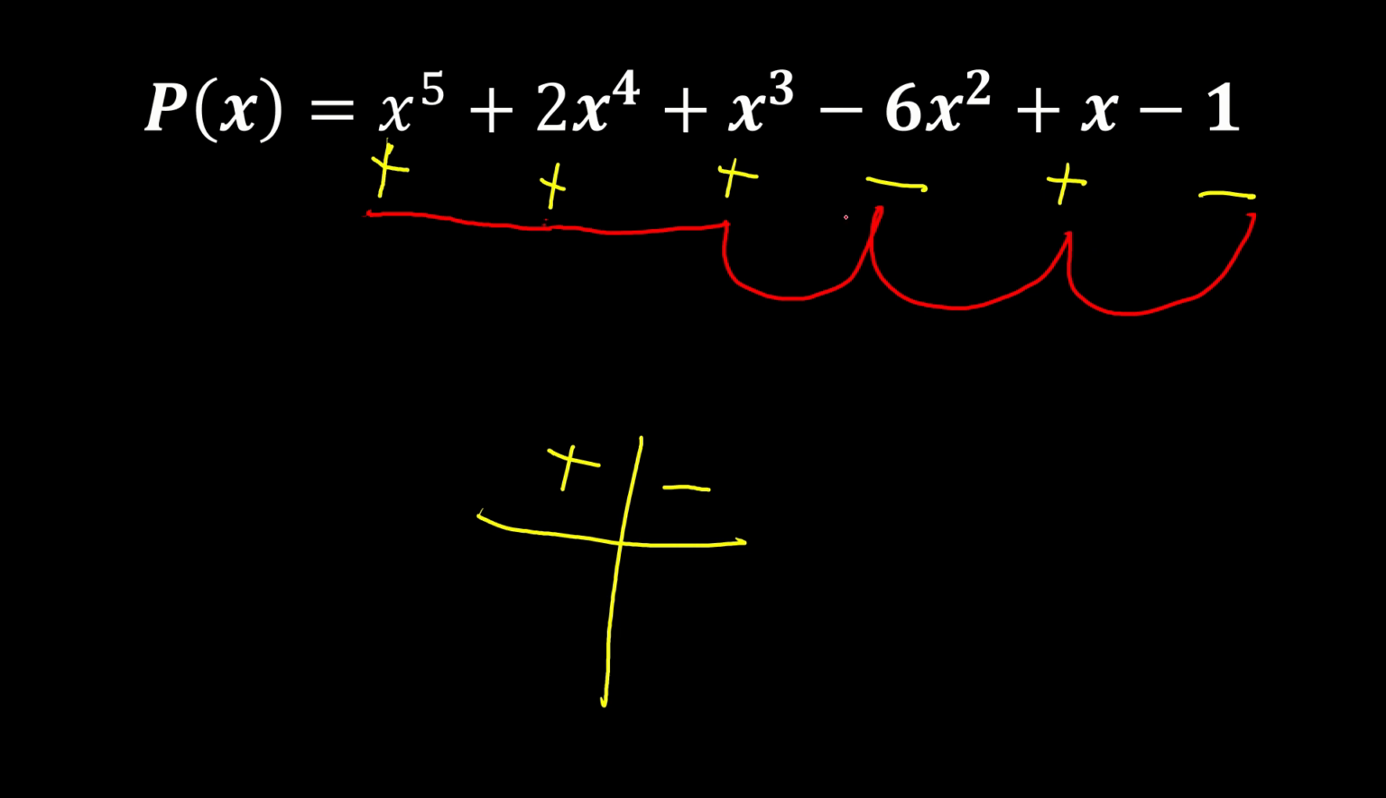Now, ilang beses siya nagpalit ng sign? Ilang beses tayo nagkaroon ng semicircle? So, we have 1, 2, 3. So that means there will be 3 positive roots. Now, paano malalaman yung negative?